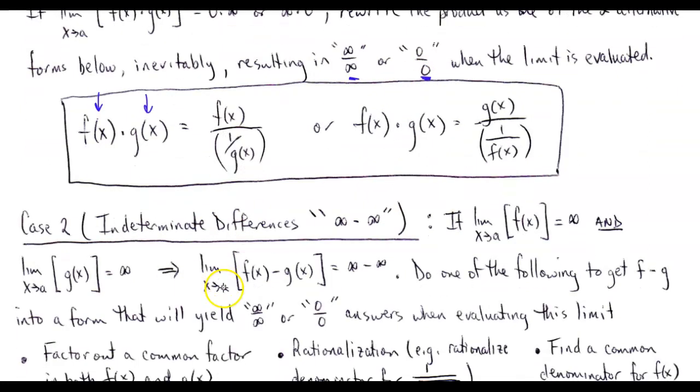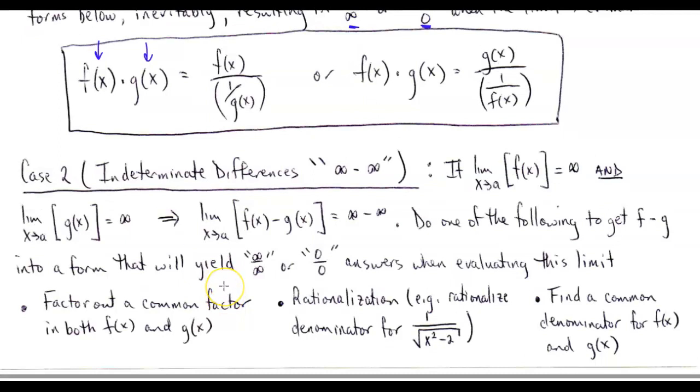Okay. For case 2, this is probably the one that is the hardest to deal with, just because there is no one silver bullet type thing that we can do to tell you, hey, if you do this one thing, you'll always get it back in the form that you need. Okay.